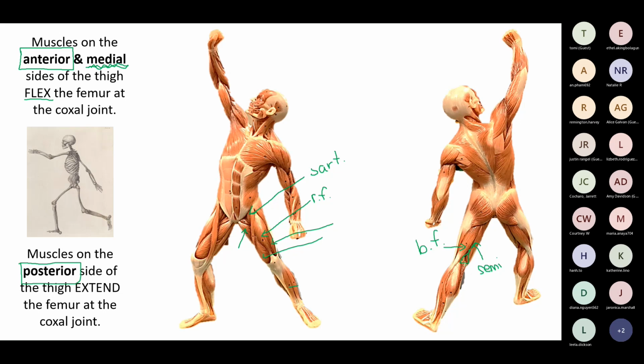Big picture, let's summarize what we've said so far. So far, we've said that flexion looks like moving the femur forward. At the coxal joint, flexion means I pull the femur forward. Extension means I pull it backwards. That's the first thing we need to know. What does it look like? Because if I know that, I know that the muscles that live on the front of the thigh pull the thigh forward, and the muscles that live on the back pull the thigh backwards.